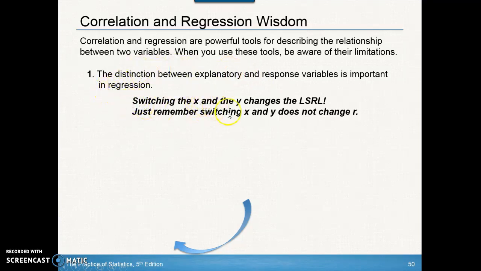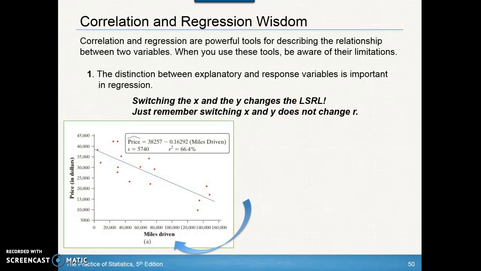Remember that switching the x and y variable definitely changes the least squares regression line, because your two variables are switched, your x and y values are switched. It's actually going to be the inverse and it's going to change what the equation actually looks like. However, remember that switching the x and the y does not change the r value. So when we switch those, the correlation, or how tightly they fit about a line, does not change.